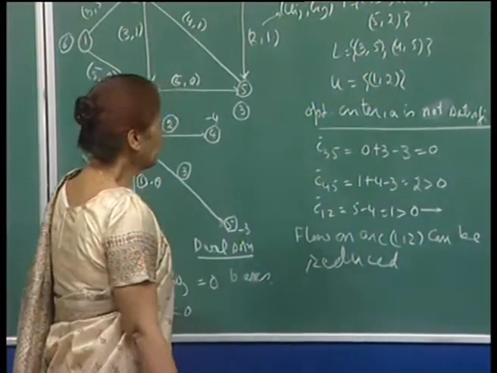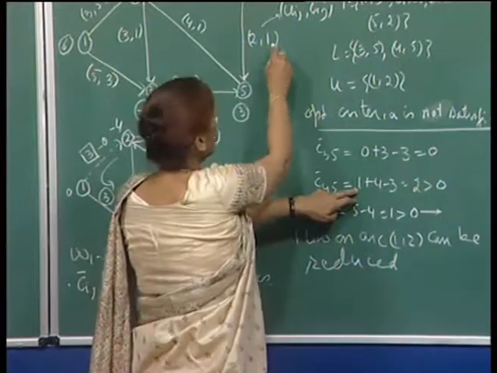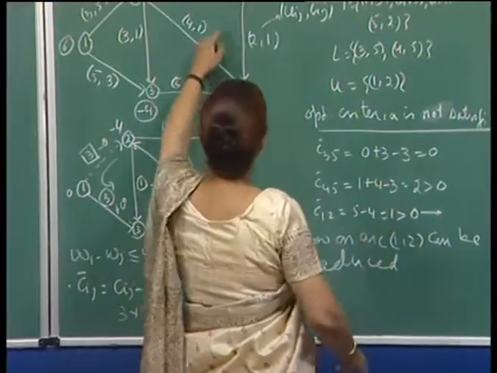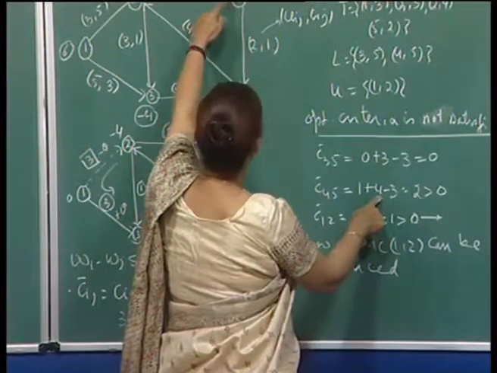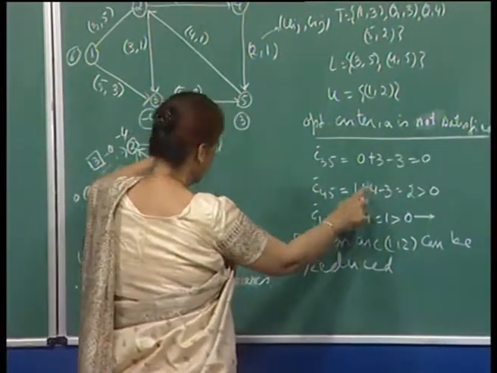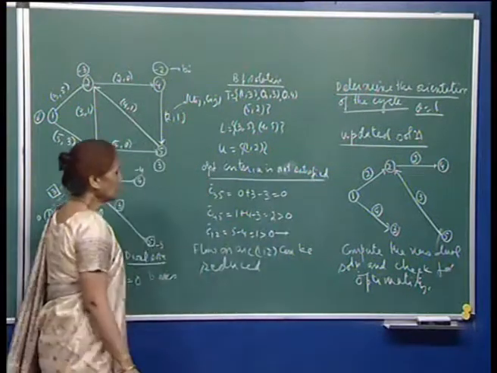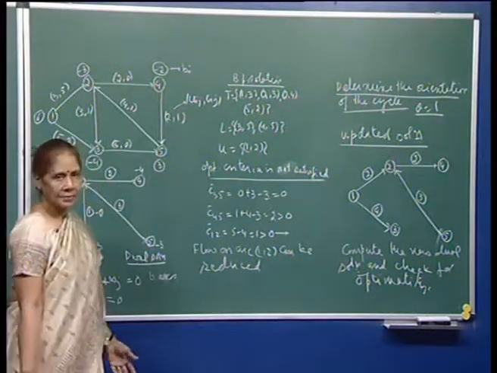C bar 4 5 will be: the cost is 1, then plus this was W4, this is minus 4, so becomes plus 4, and this is minus 3. So, 5 minus 3, 2, greater than 0, again optimality criteria is satisfied.